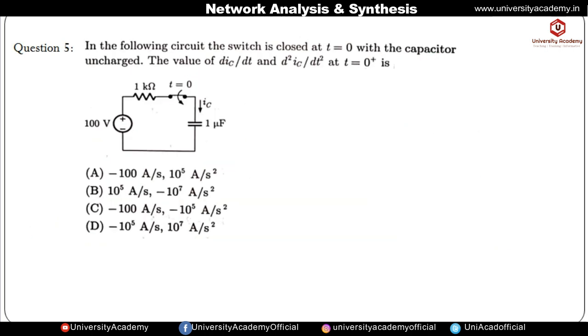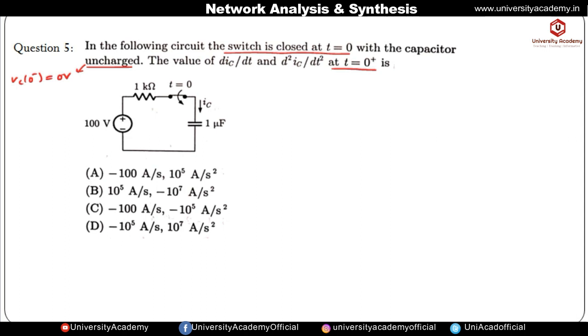Okay, now let us see the last question. The question is, in the following circuit, the switch is closed at t is equal to 0 with the capacitors uncharged. It means this switch is getting closed at t is equal to 0. It means for t less than 0 the switch was open, and the capacitor was uncharged. It means initially the voltage across the capacitor will be equal to 0 volt, already given in the question. We have to find out the value of d of ic by dt and d square ic by dt square at t is equal to 0 positive.